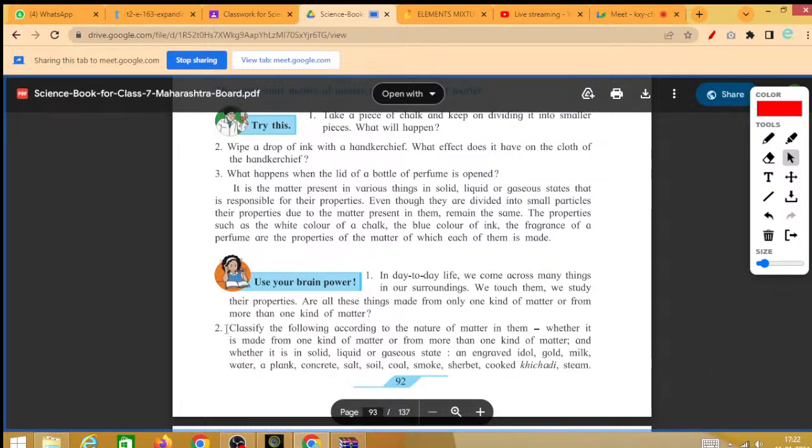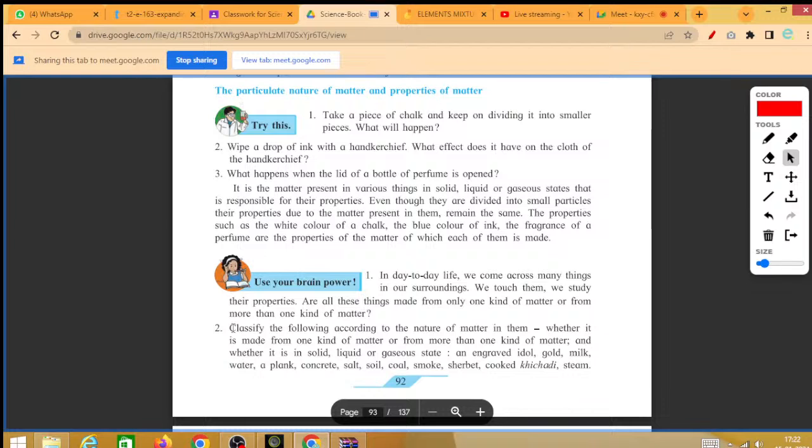Next, whose turn is it? Harshal now. पढ़ो. Yes, ma'am. This Anjali has answered only. Second one, classify. Classify the following according to the nature of matter in them, whether it is made from one kind of matter or from more than one kind of matter, and whether it is solid, liquid or gaseous state.